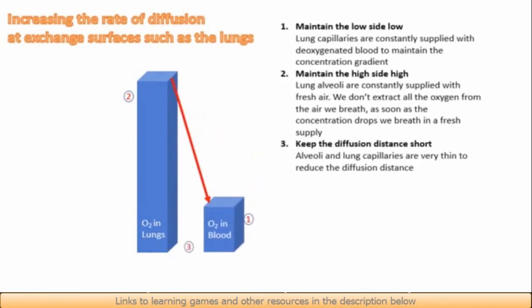Alveoli and blood capillaries are also very thin. They're 1 cell thick, and that keeps the distance that oxygen needs to travel very short. As you can see from the diagram, even if the concentrations don't change, making the membranes thinner increases the diffusion gradient.